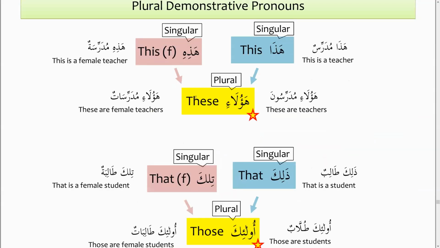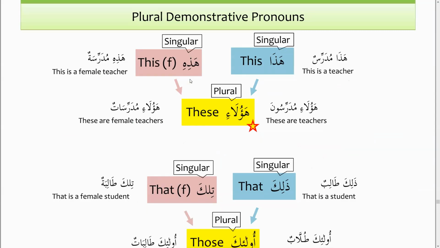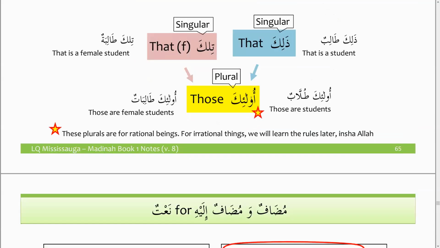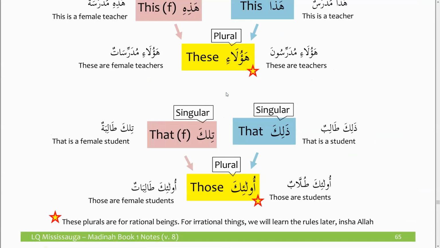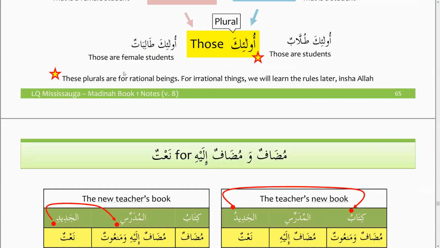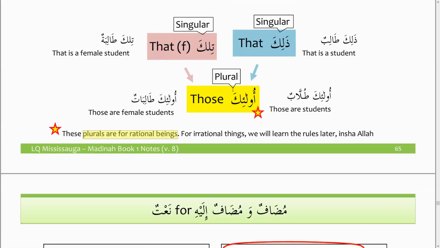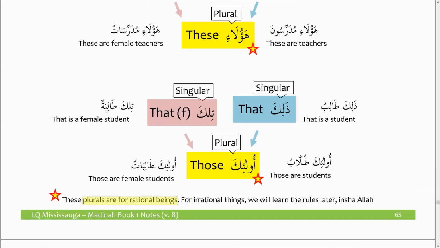And we are learning in this lesson, Hadha, Hadhihi, the plural is Ha'ula'i, for both the masculine and the feminine demonstrative pronouns, right? Similarly, Dhalika and Tilka, the plural is Ula'ika. And remember, these plurals are used for rational beings only. That's why there's a star. The Ha'ula'i and the Ula'ika are always used for rational beings.